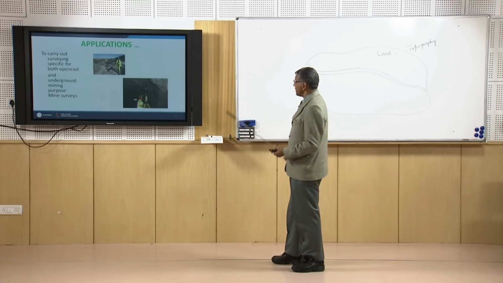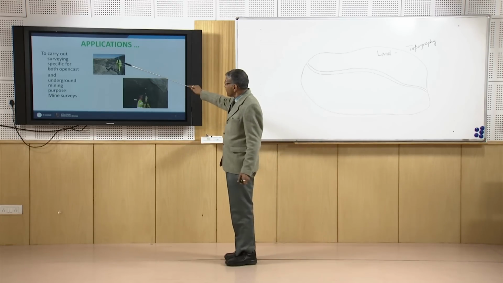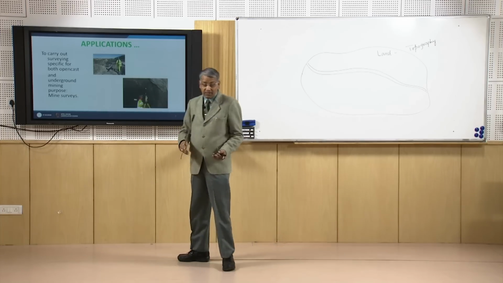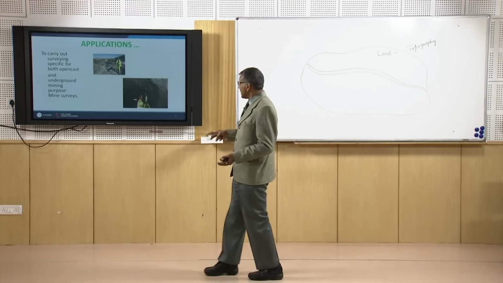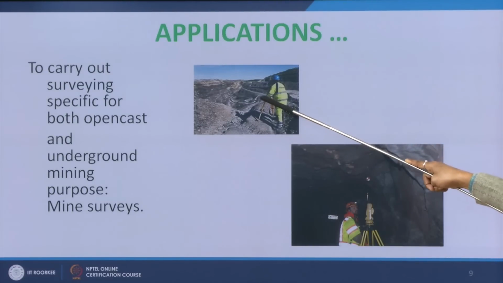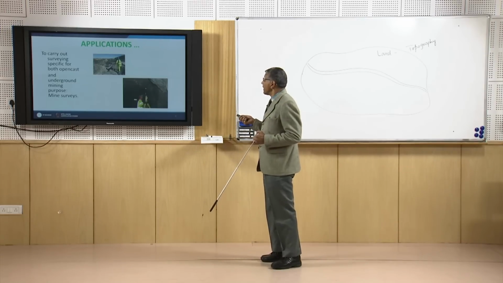Another area where surveying is used extensively is mine surveying. For mine surveying there are two ways. Some mines are open cast mines, that means the minerals are available on the surface of the earth, and in that case we go for open cast surveying. That gives us the various features of the mine, the amount of mineral that will be available, and many other things. Many mines are also underground, so we also carry out surveying inside the underground mines. So these are some salient applications where surveying is used.